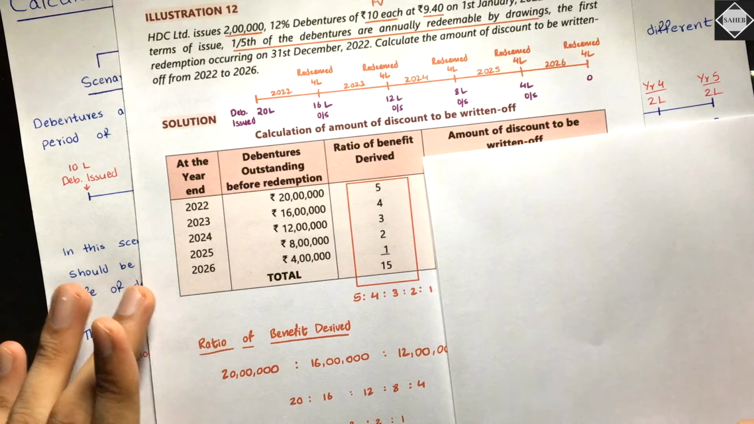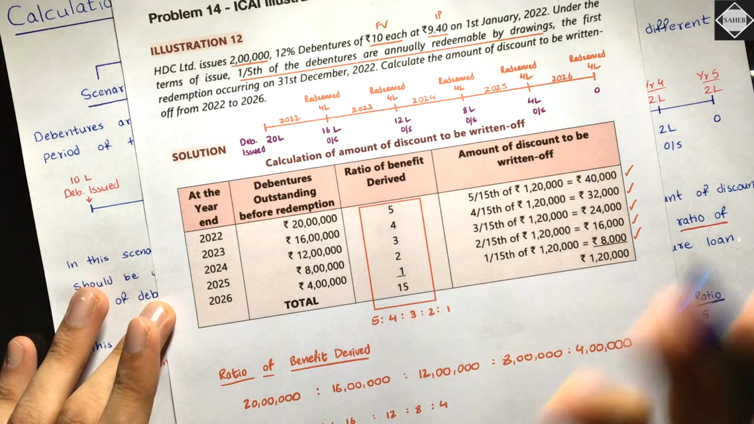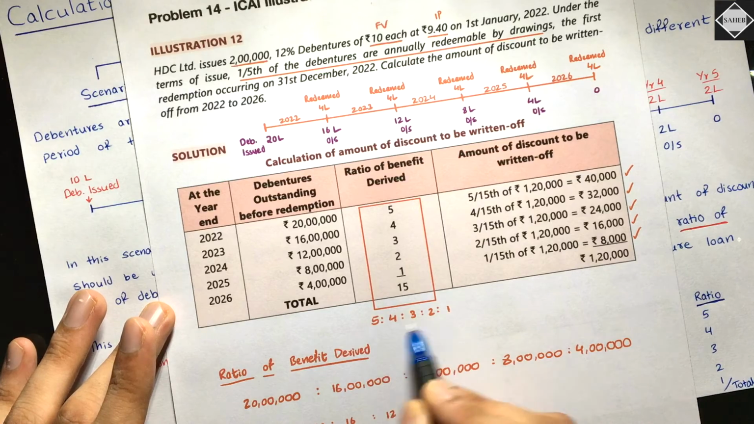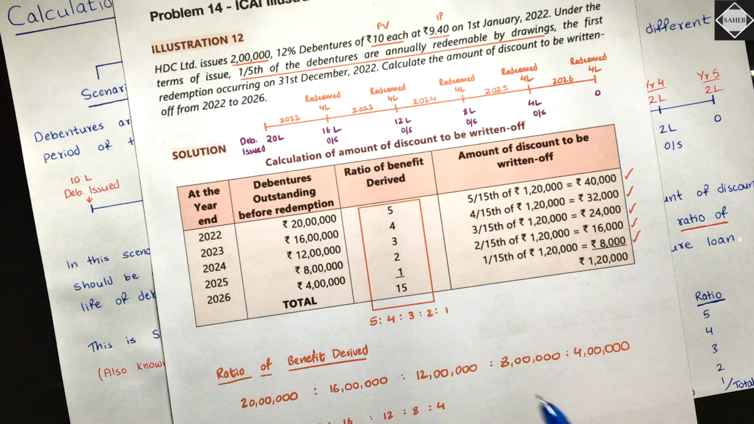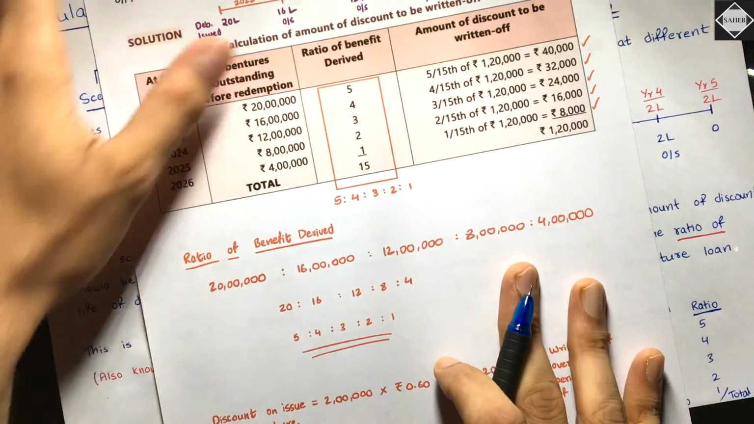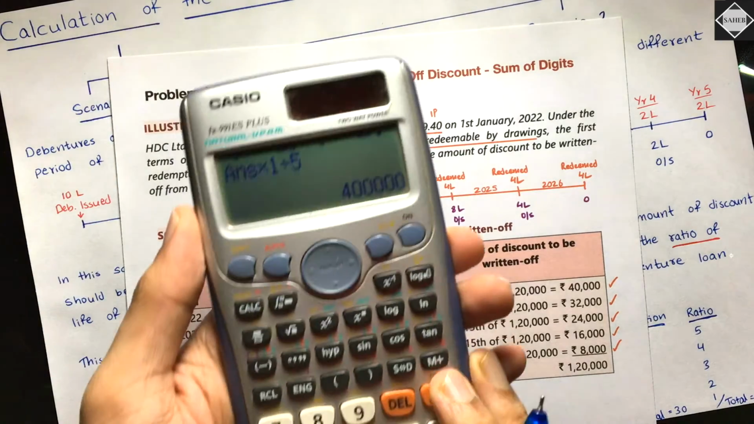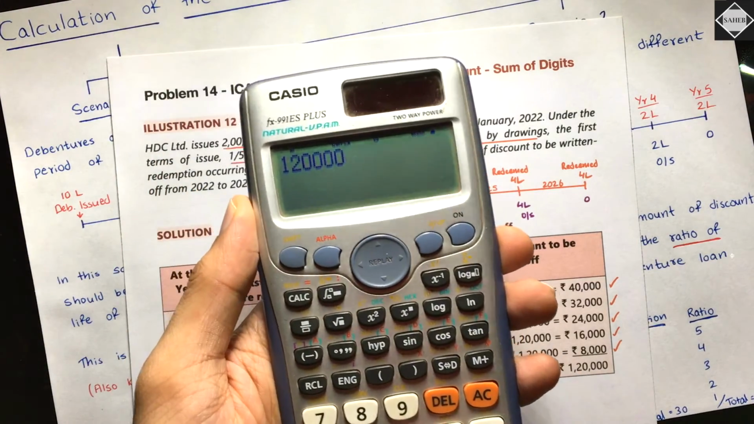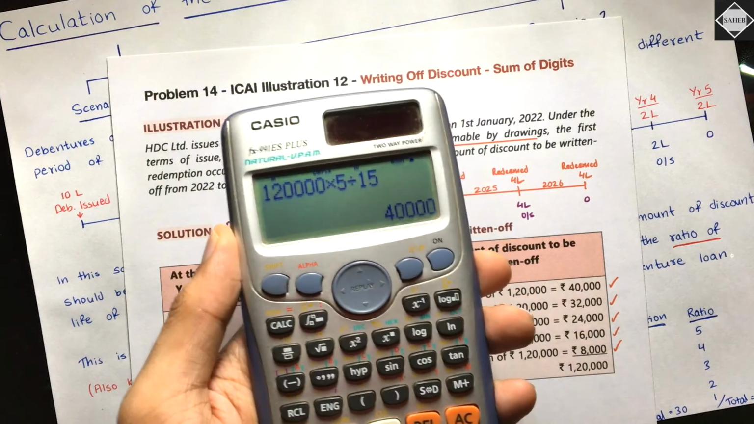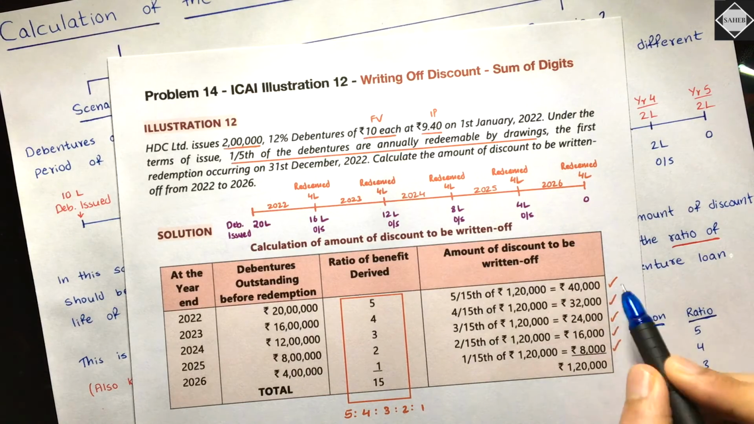Now how you will use it, you all know, it's really simple. See here, 5 divided by 15. That's a ratio thing, isn't it? When we take 5, in the denominator we take the sum of all the things. So 5 divided by 15 into 1,20,000. 1,20,000 was our total discount, which we calculated over here. So 1,20,000 into 5 divided by 15 is equal to 40,000. In the first year, 40,000 will be taken to the statement of profit and loss. It will be written off.